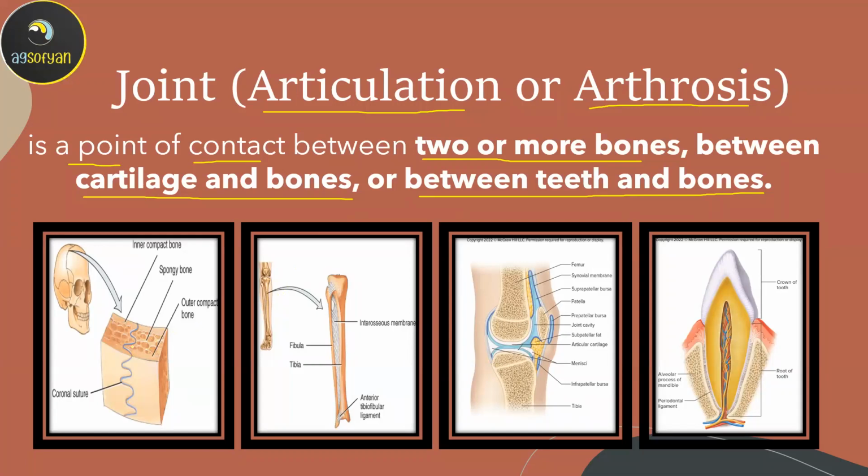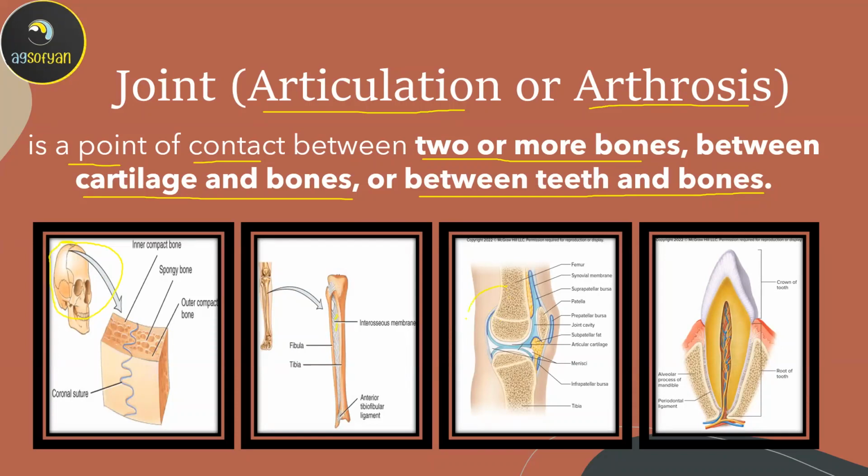There are several types. If you see this, you see the joints in the skull. There are several bones that join together, so this is a type of joint also. And if you see in the legs, there are the tibia and fibula bones. There is fiber that connects them, so this is another type of joint.